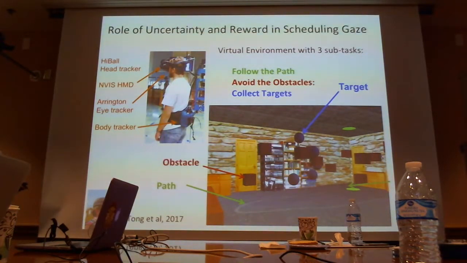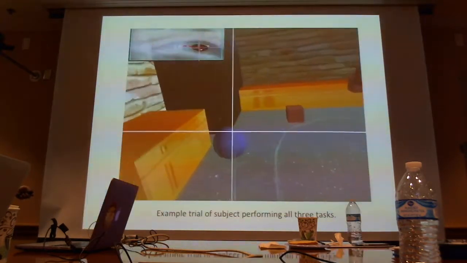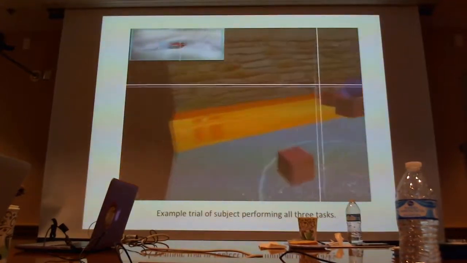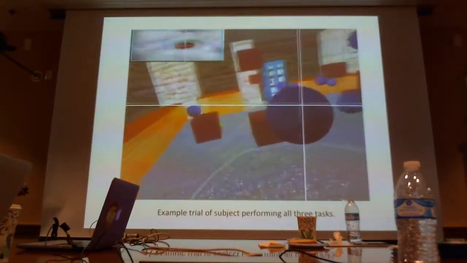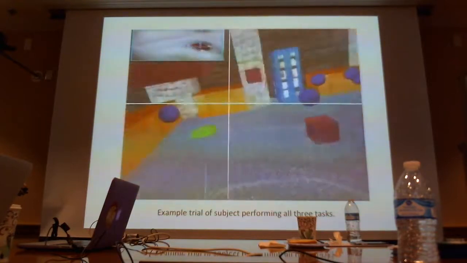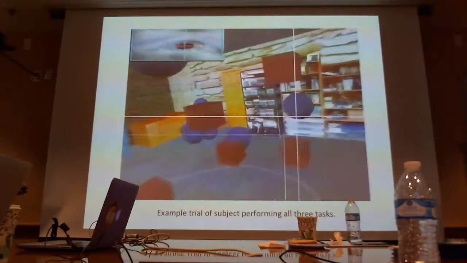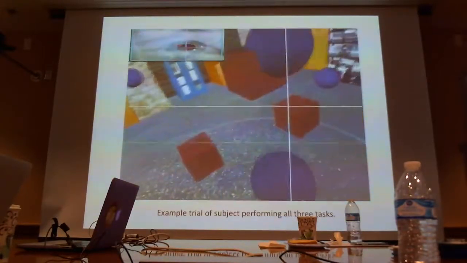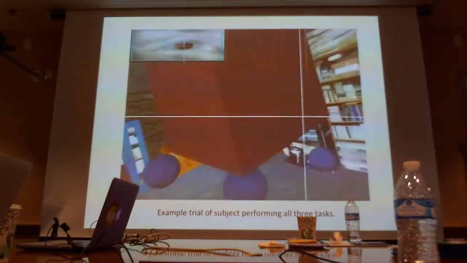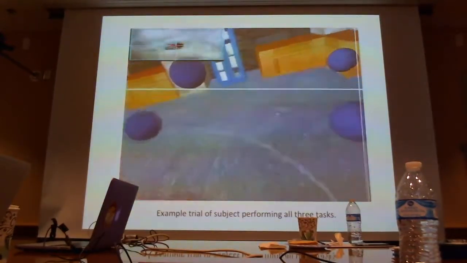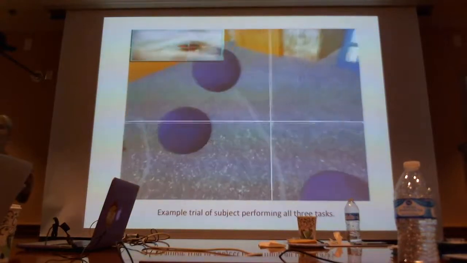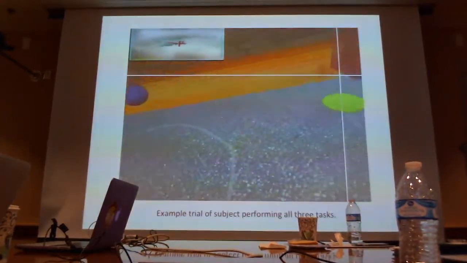This is another VR experiment, again meant to simulate something general like walking across the road. You've got to intercept these targets and avoid these obstacles. To make things difficult, you have to walk on the path, collect the blue things, and avoid the brown things. We did a manipulation of uncertainty. In some conditions, we added motion to these objects so that once you looked at one, it wouldn't necessarily be in the same place.